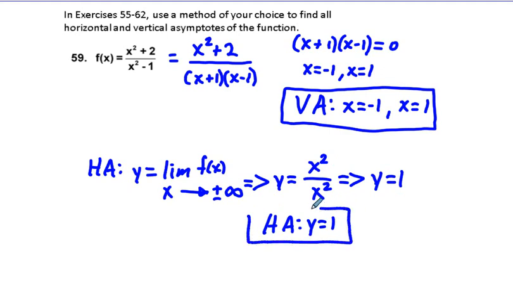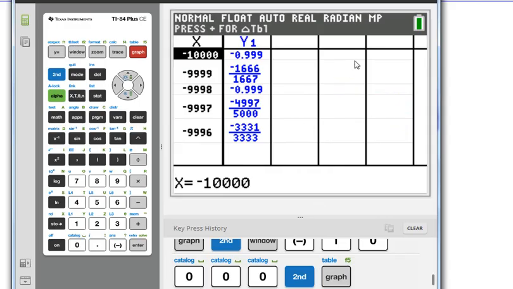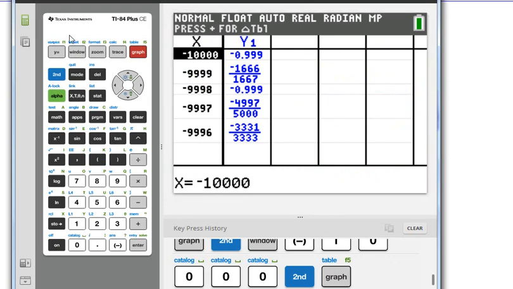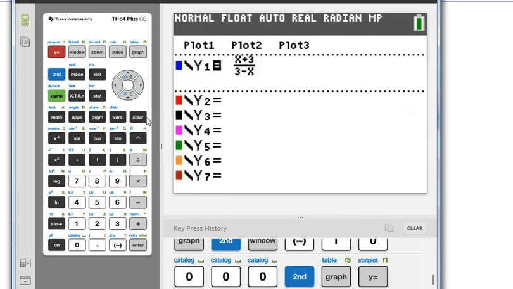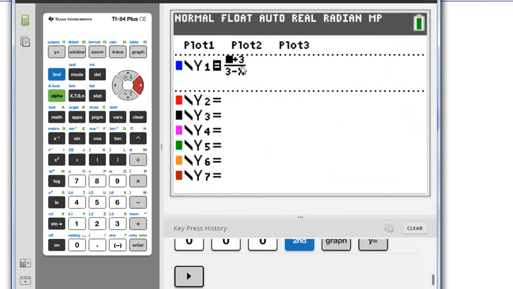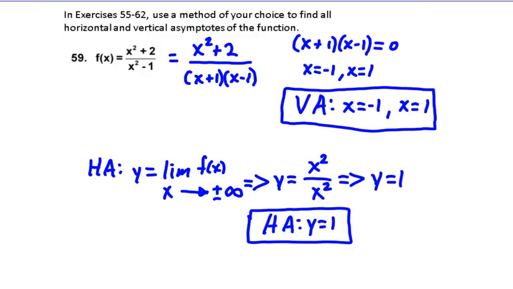So let's go ahead and look at our graphing calculator again. Okay, make sure we have here x squared plus 2 over x squared minus 1.